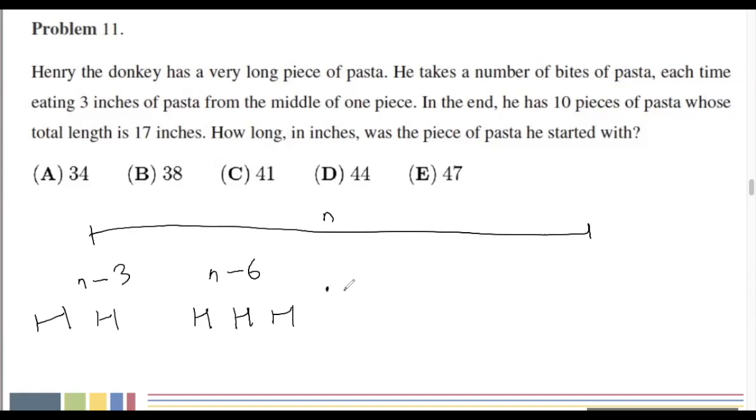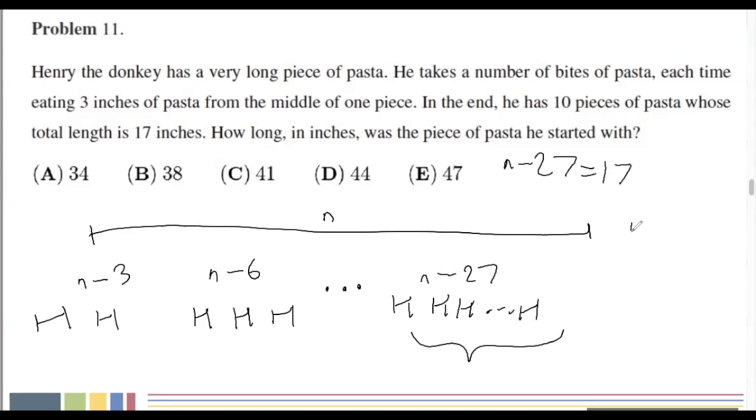And you can see where this pattern is going, because when he has 10 pieces, he's going to have eaten 27 inches, so n minus 27. So n minus 27 is going to be equal to 17, and we're just going to get n is equal to 44.